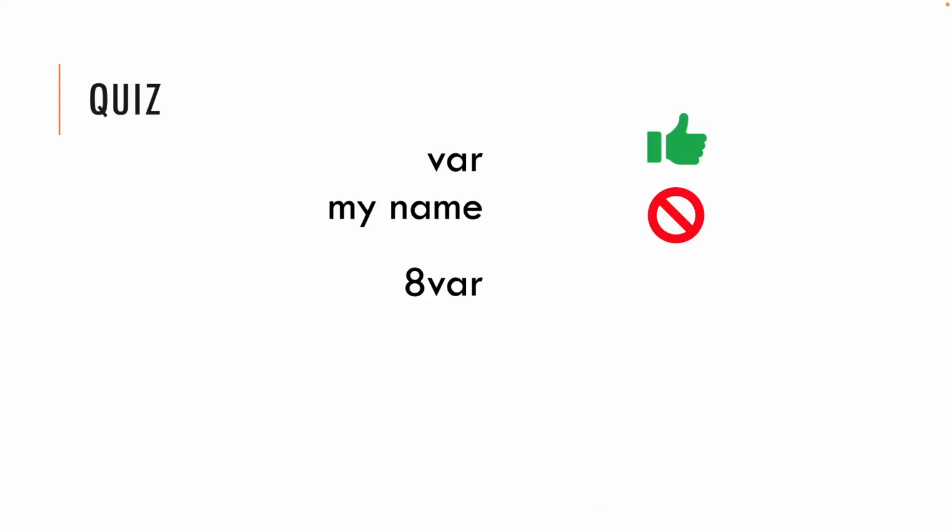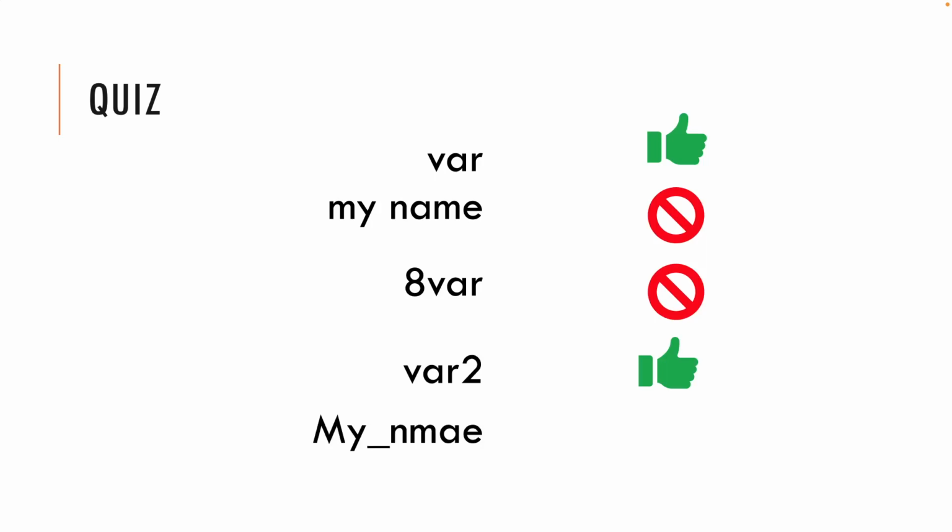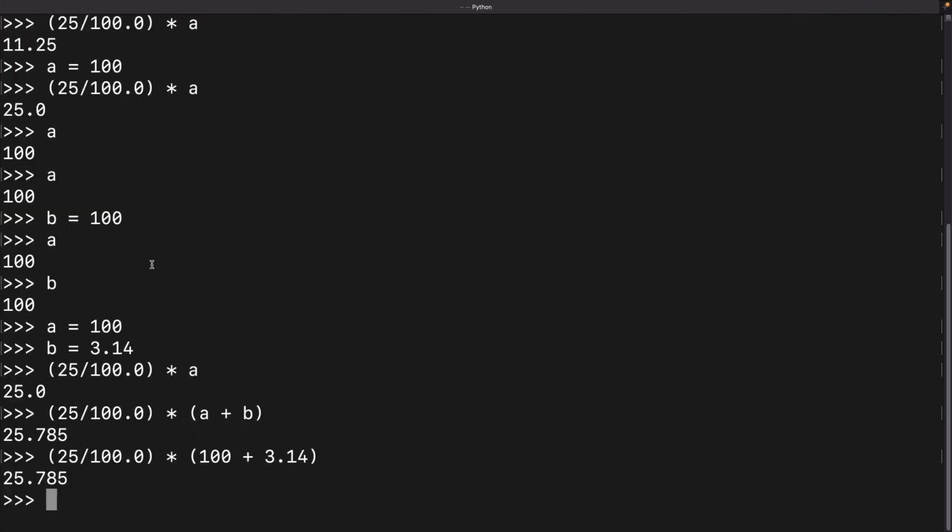Check this. Is it a valid identifier? Because it starts with an alphabet, but it may contain numbers. It doesn't matter if a number is at the end, in the middle, or after the first letter. So is it a valid identifier? Tell me.